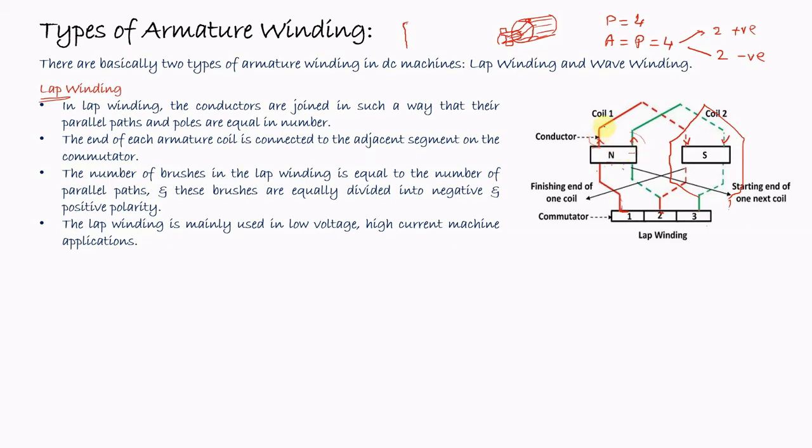They are parallel, so the voltage will remain the same, but the current will be added. That's why lap winding is basically used for low voltage and high current applications.